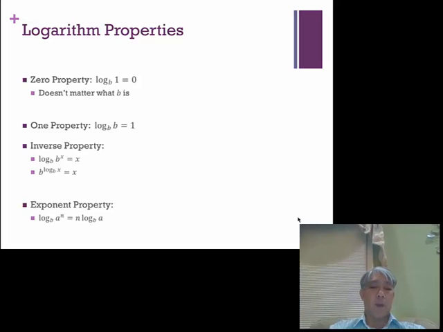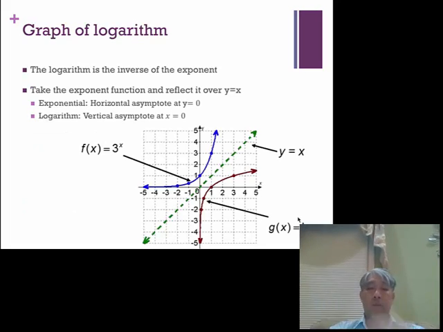The next property is the exponent property, and this one is very useful, because this is really what the logarithm is almost all about. That's where I have log base b of a to the n. B and a don't have to be the same number, but log base b of a to the n is going to equal n log base b of a. So I basically take the exponent down and put it in front as a coefficient, and that will be very useful as we go forward.